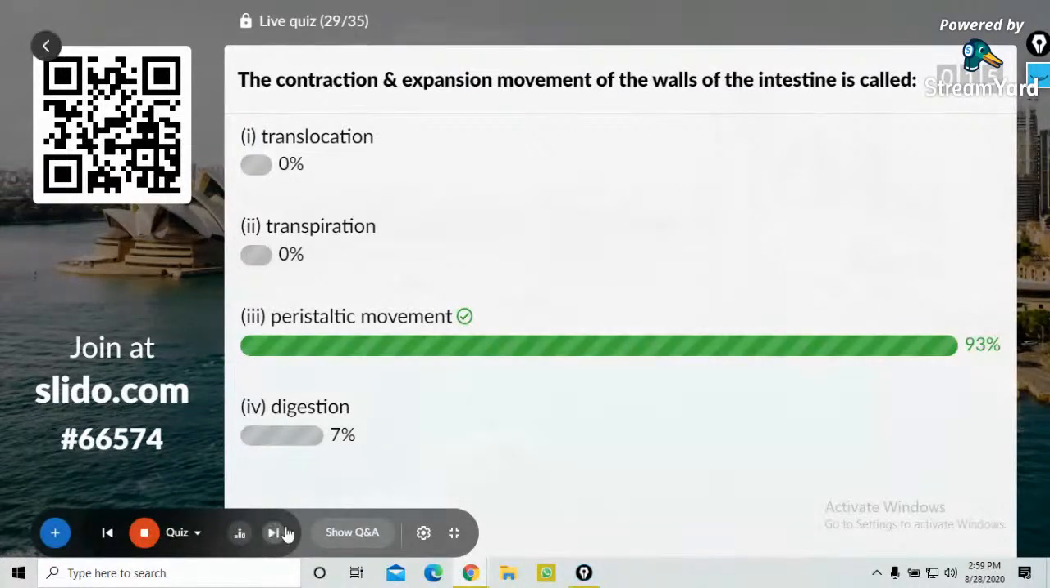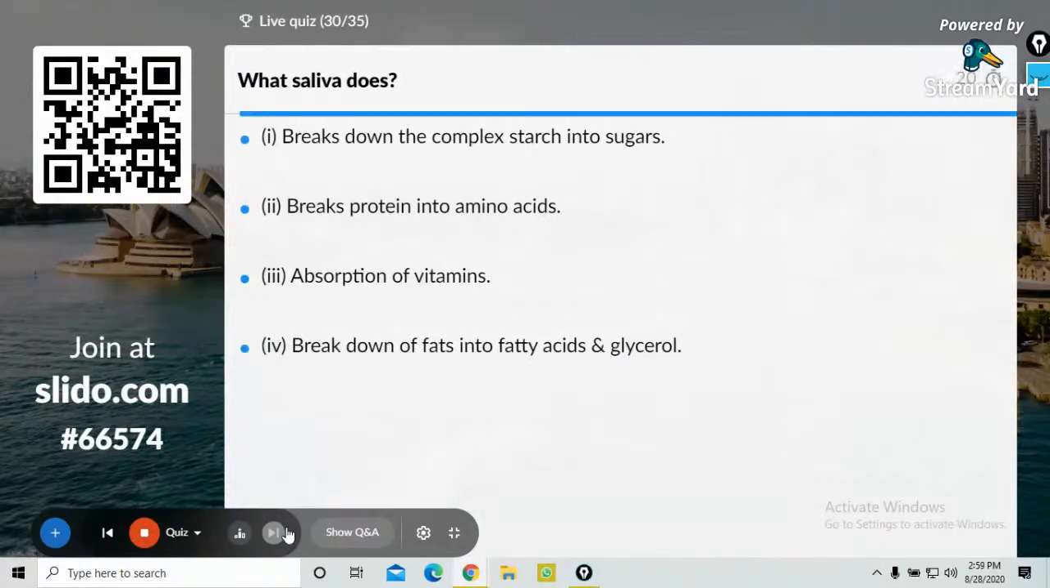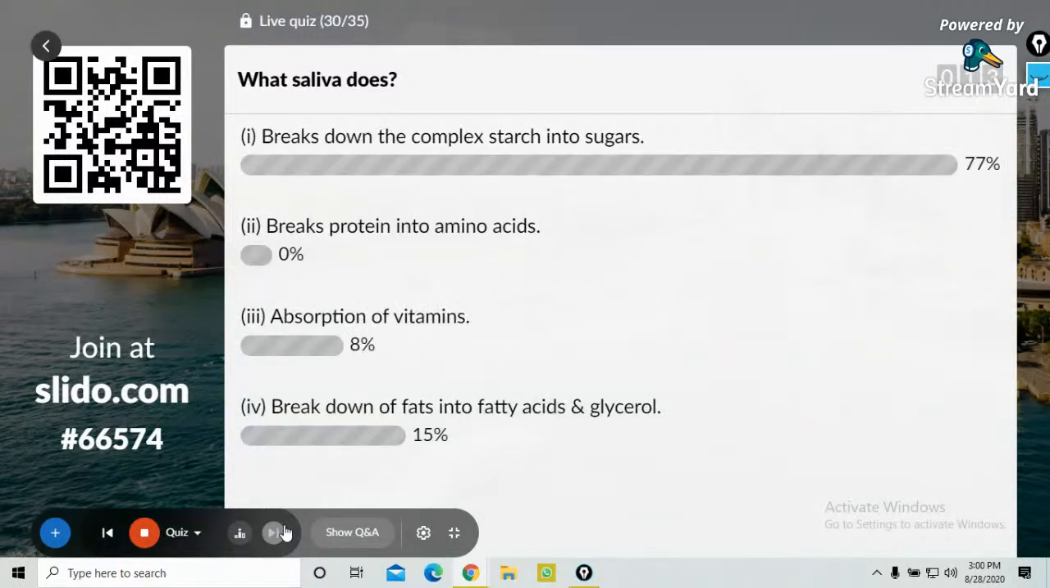I don't have anything to say about it. What does saliva do? Breaks down the complex starch into sugars, breaks protein into amino acid, absorption of vitamins, breakdown of fats into fatty acids and glycerol. Yes? Next one on the screen.